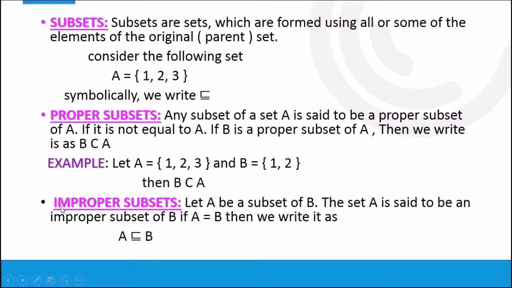Got it? Improper subset. Let A be a subset of B. The set A is said to be an improper subset of B if A is equal to B. Then we write it as A is an improper subset of B. In the easiest way, we can say that if both sets' elements are the same, look at the top, there is written 1, 2, 3. If the same elements are also written in B, 1, 2, 3, then that is called an improper subset. It means both sets' elements are the same.